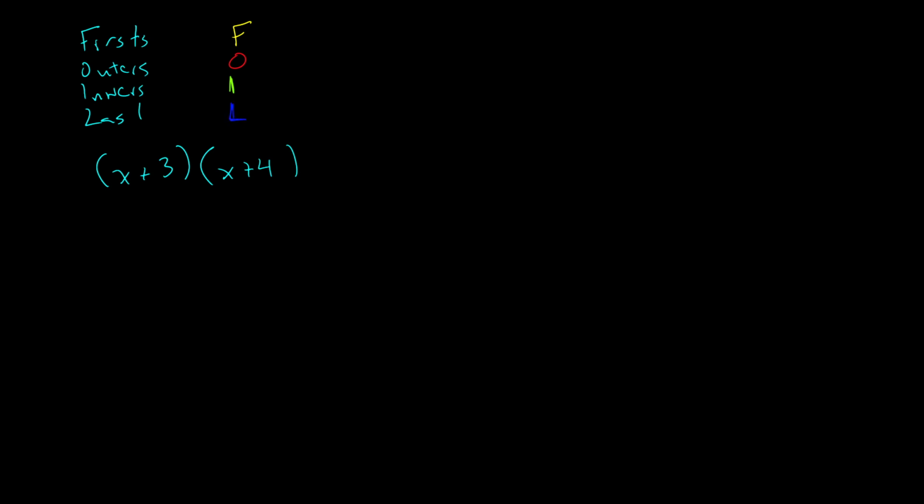So the firsts are these. The first times the first is x squared. I take the first times the first. Now I'm going to do the outers. Well, this is on the outside, and this is on the outside. So that's 4 times x. And I'm going to add that as my next term.